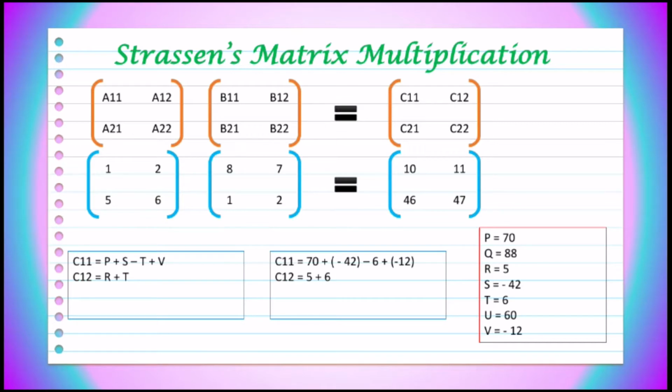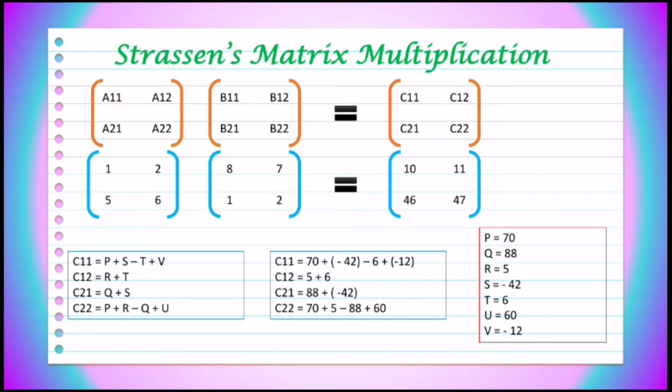Next we will calculate for the C21. So the formula is Q plus S. So the values are 88 minus 42. So the result is 46. And the last value, that is C22. So just replace the values. That is 70 plus 5 minus 88 plus 60. And the result will be 47.